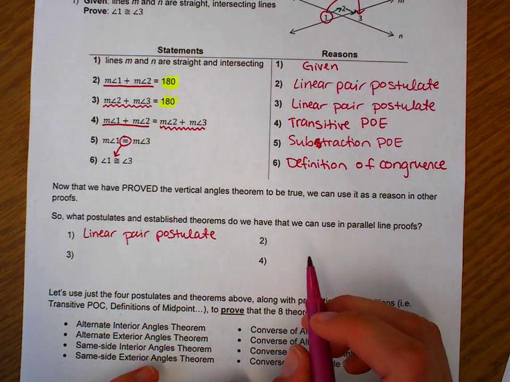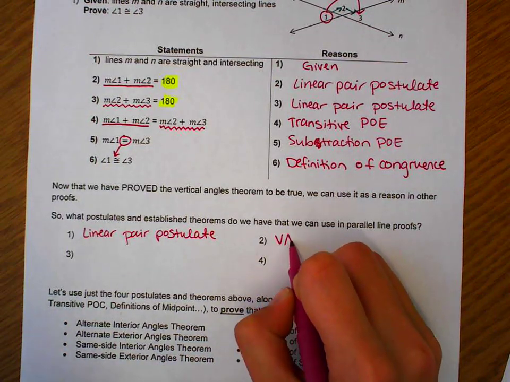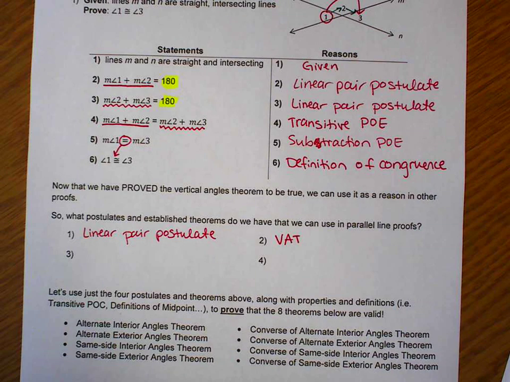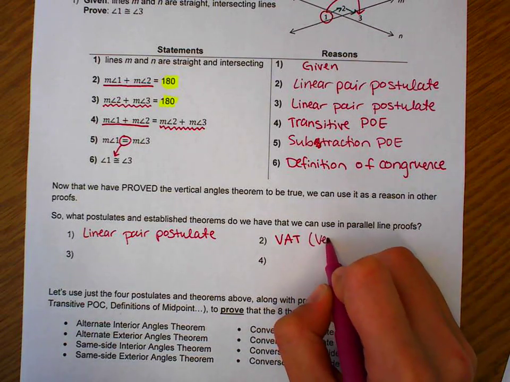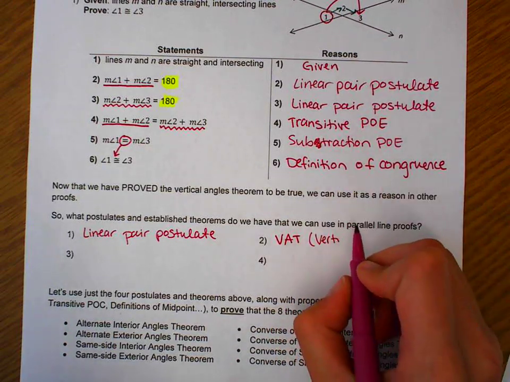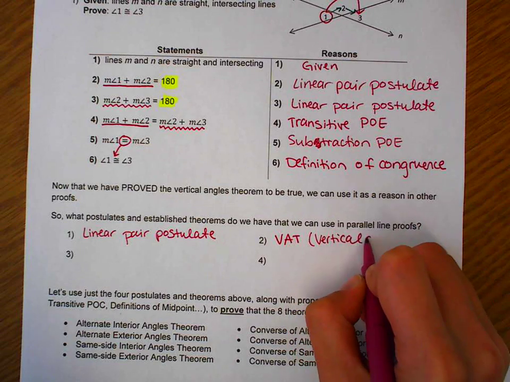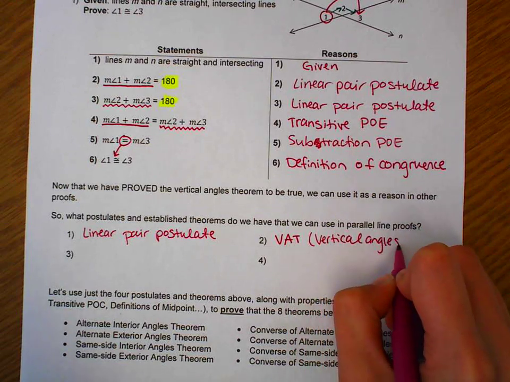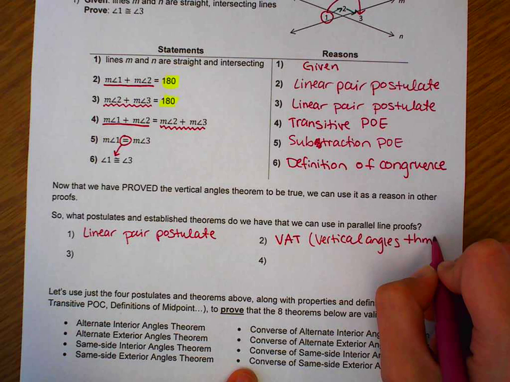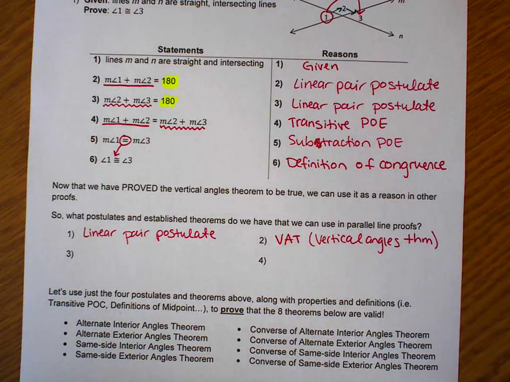I also have the vertical angles theorem, VAT. So this is the vertical angles theorem. That's what we just proved above. And I'll say THM for short. We have the vertical angles theorem.